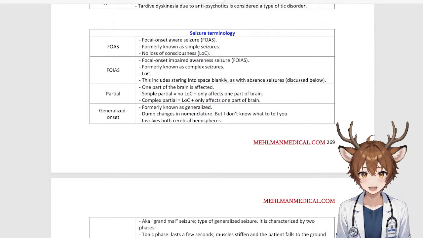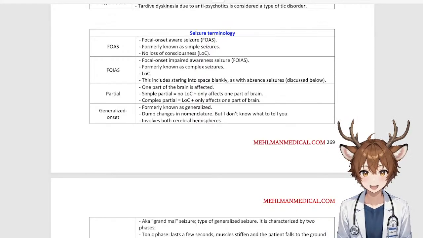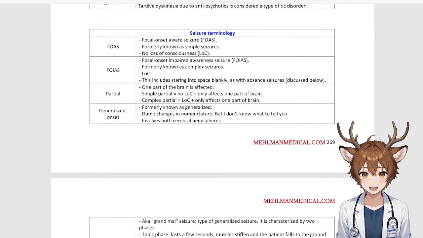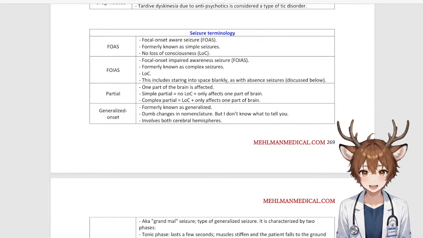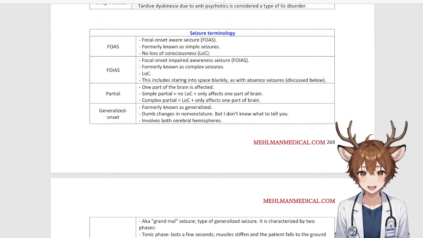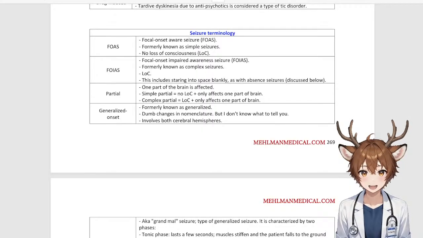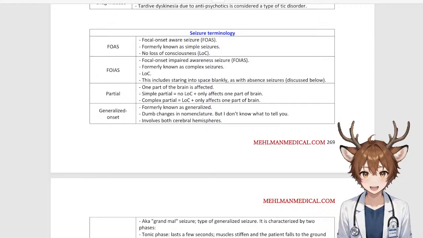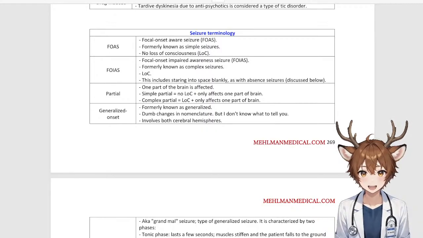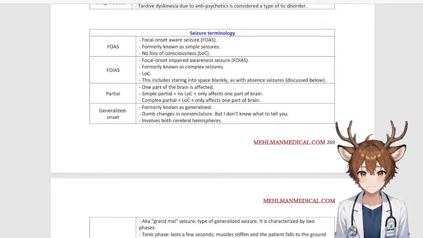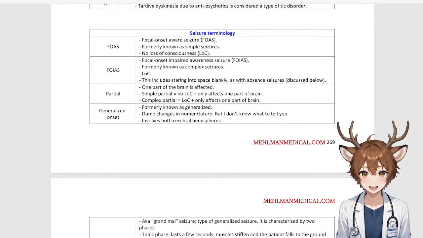Seizure terminology. FOAS, focal onset aware seizures, formerly known as simple seizures, no loss of consciousness. Okay, so that's FOAS, focal onset aware seizure. The name kind of implies what's going on, right? Focal onset impaired awareness seizure, formerly known as complex seizure, loss of consciousness is present. This includes staring into space blankly, as with absence seizures discussed below.